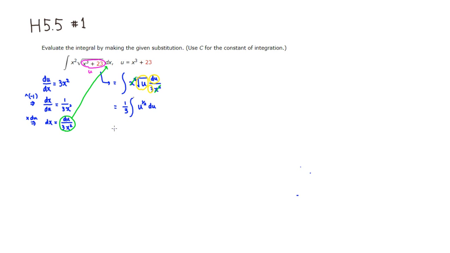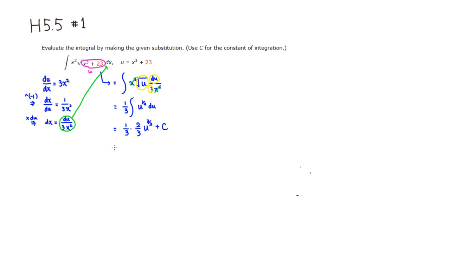Then we just find the antiderivative using the power rule. So 1/3 is still there. Here we add 1 to the power, so 1/2 plus 1 is 3/2. Dividing by 3/2 is equivalent to multiplying by 2/3. So I'm going to put that, then plus some constant c.